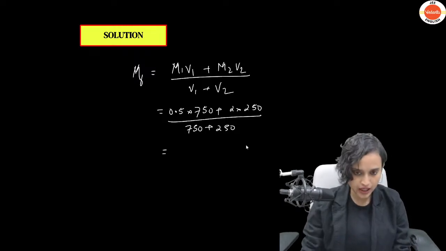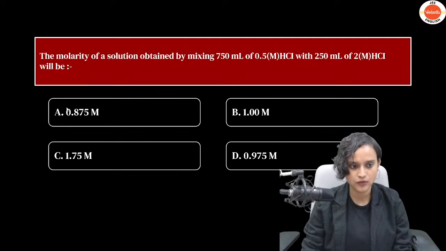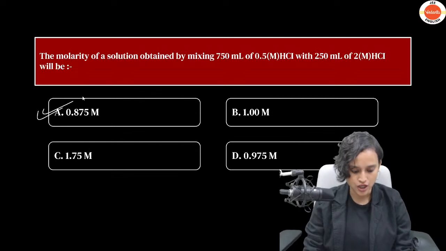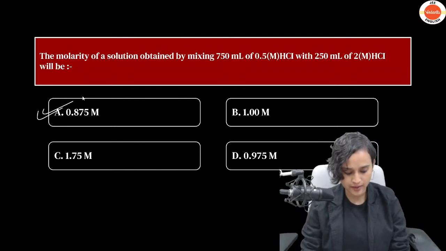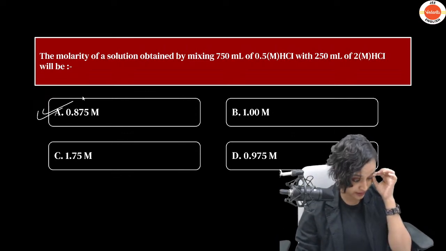It's coming up to be 0.875. Is this clear? Option A is the correct answer. Vamsi, no, it was option A. That's correct. Option A is correct.